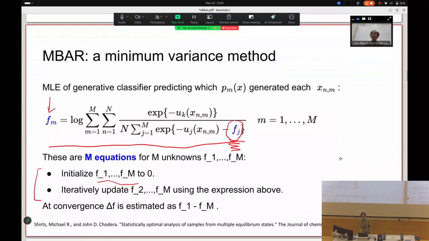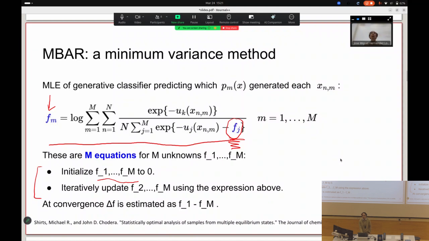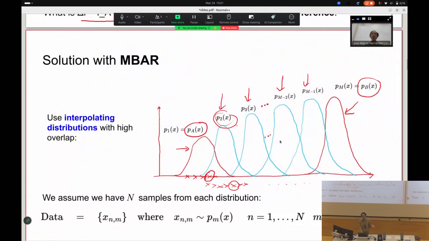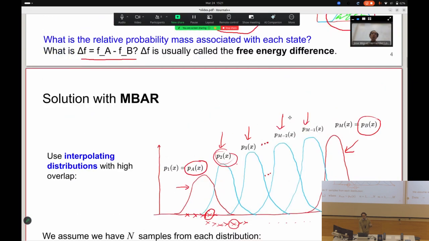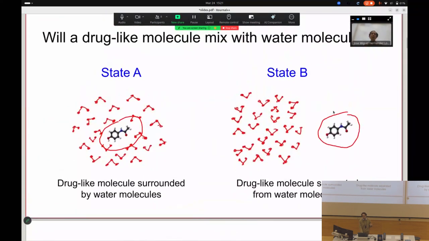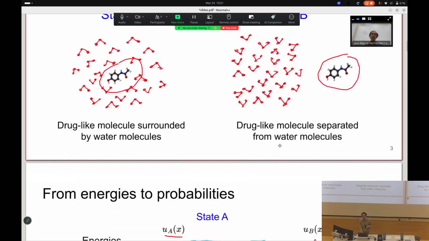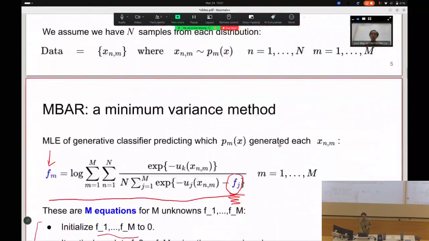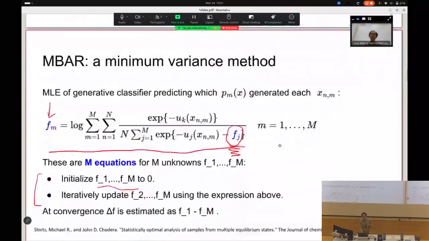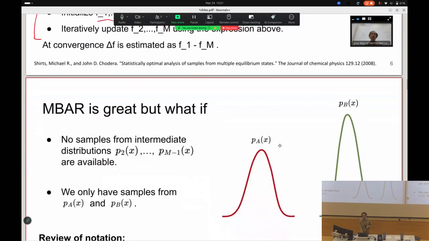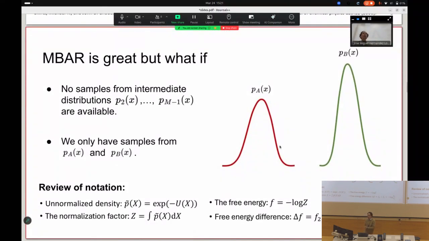And the cool thing is that M-bar has minimum variance, minimum asymptotic variance. So it's almost the best you could do. Okay? So that's great. This is a state-of-the-art method. I didn't tell you how you get the intermediate distributions. You could do it, for example, by removing the interactions between the atoms in the drug-like molecule and the water molecules. There are ways to do this. But I mean, it's something that you can do easily. You generate samples with Markov chain Monte Carlo. You run M-bar. You solve your problem.